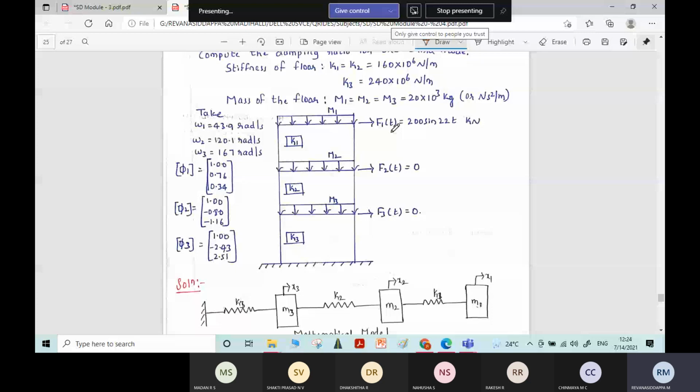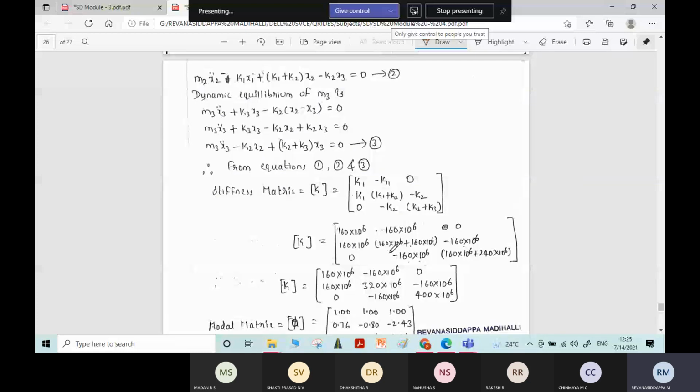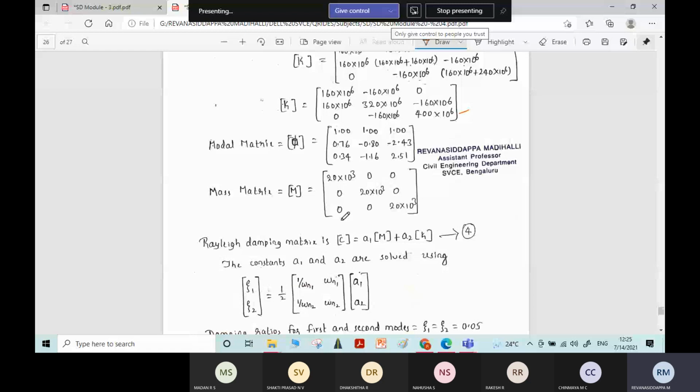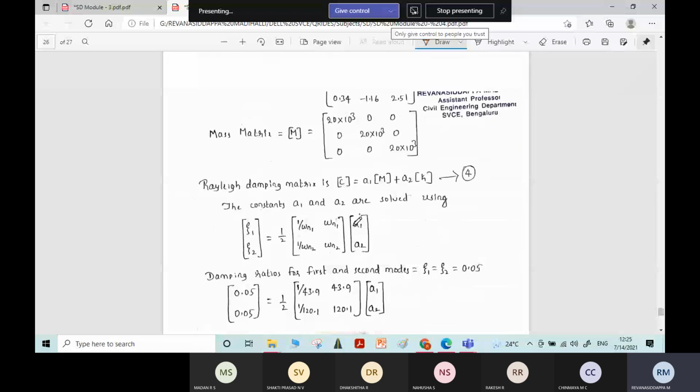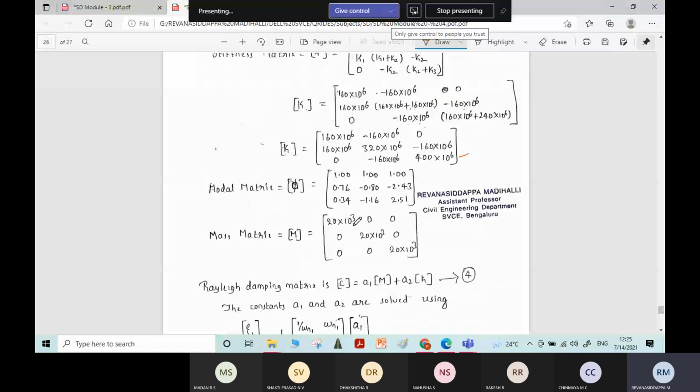We know the standard stiffness matrix formula. Just substitute and the stiffness matrix is calculated. Then the modal matrix: mode shape values are given and written in matrix form, with phi 1, phi 2, phi 3 written in three continuous columns. By this we get the modal matrix and the mass matrix also. Masses are given as 20 into 10 power 3 kg. Therefore, the mass matrix becomes this one.